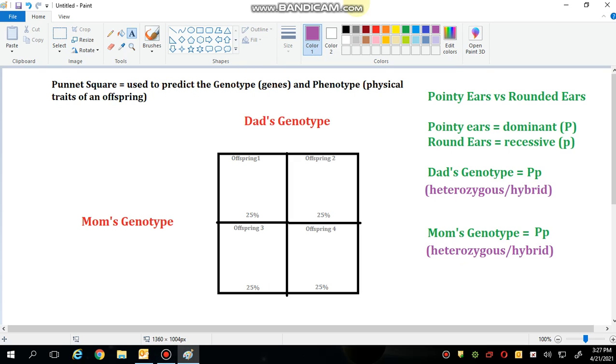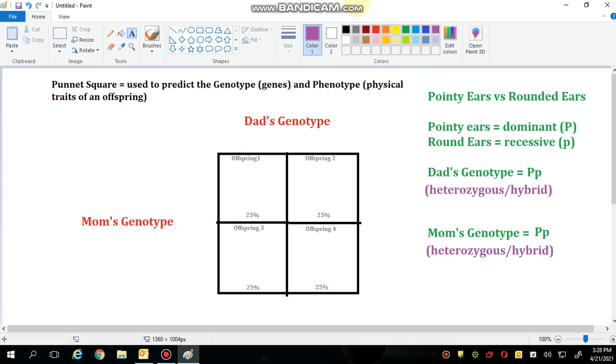Hi dear kids, today I'm going to show you how to make a Punnett square. This is what we're learning in science for genetics, and Punnett squares are a tool which we use to predict the genotype, or the gene code, and phenotype, the physical characteristics and looks, of an offspring. The word offspring simply means the children.